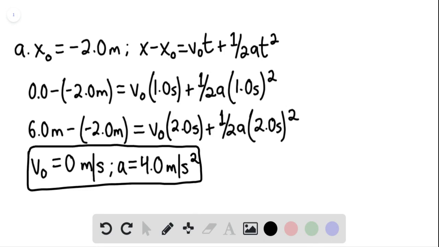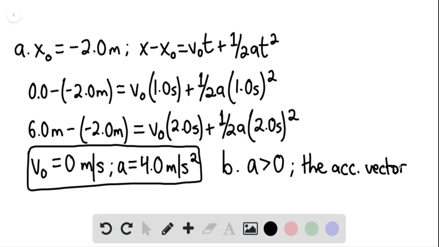And for part B, the fact that the answer is positive means that the acceleration vector points in the positive x direction. So because acceleration is greater than 0, the acceleration vector is directed towards positive x. So that would be our answer for part B.